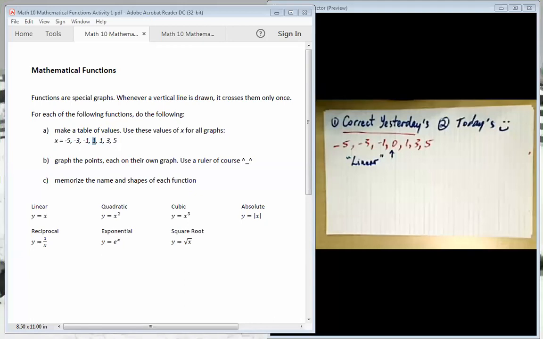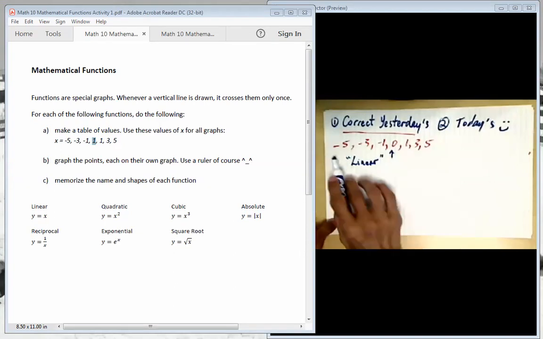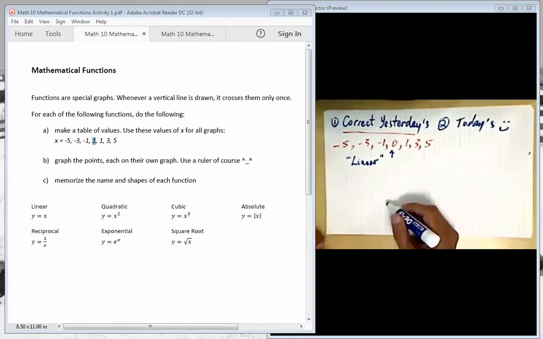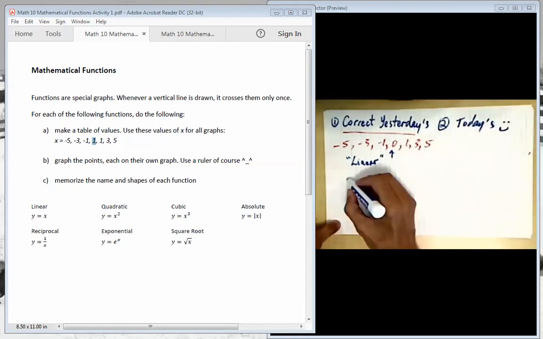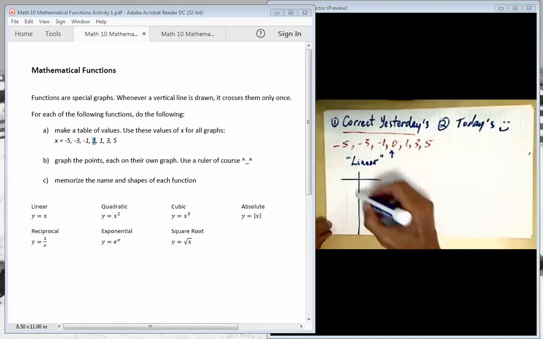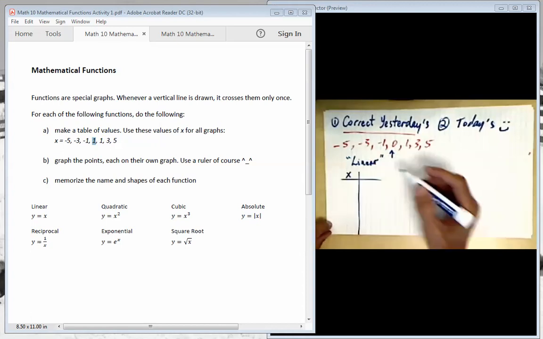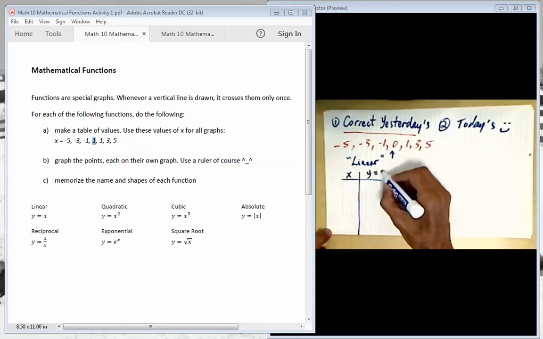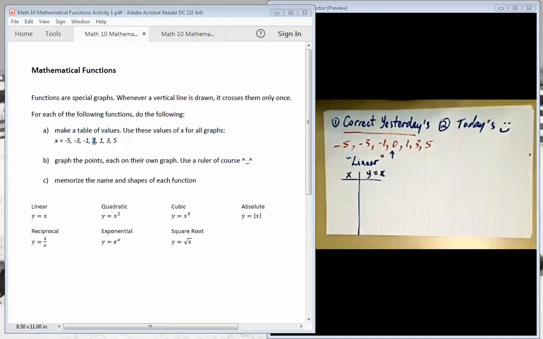Okay, so we're going to create, looking at the linear function, the first one. We're going to use these X values, making note of the 0 there, to first create a table of values. So the table of values looks like this. You got the X values are going to go on this side. And then the equation that we're working with goes in here. So we just have Y is equal to X for that first one there, for the linear one.